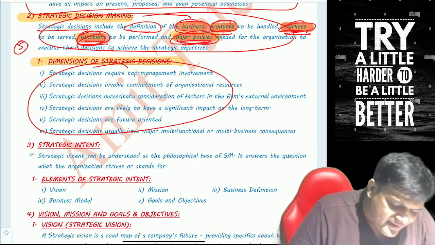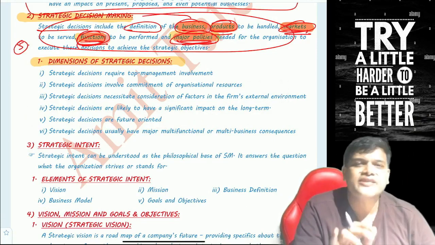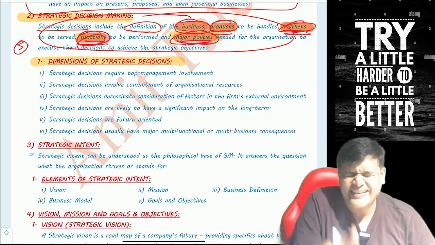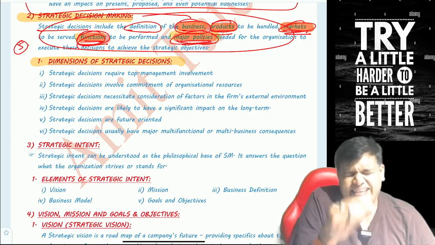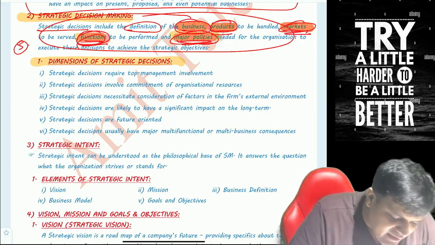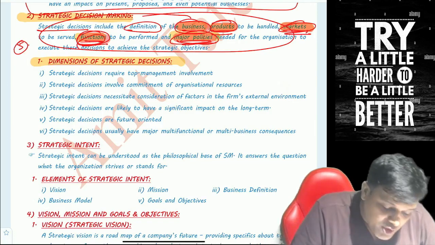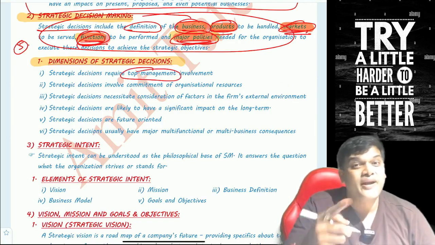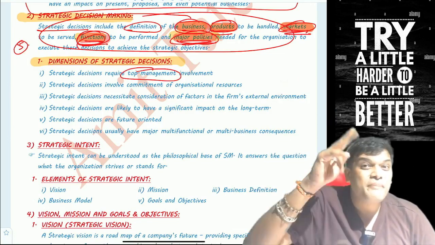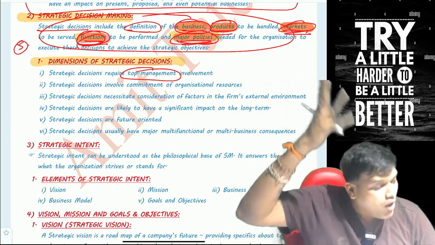So what are the 6 points? Very easy answer. First point in strategic decision making: top management is involved. So top management means corporate level and business level. I told you, all are top management. Top, middle, lower is a different concept. Don't mix it here, but all are top management.